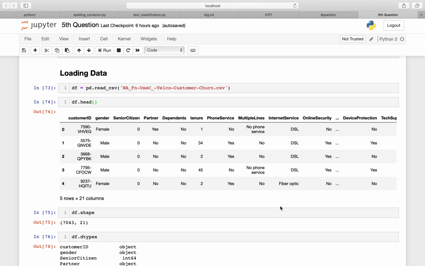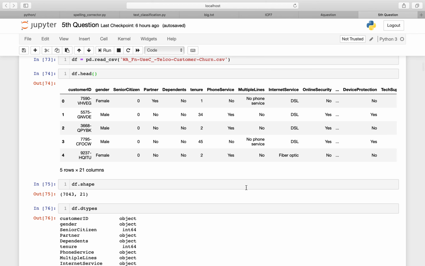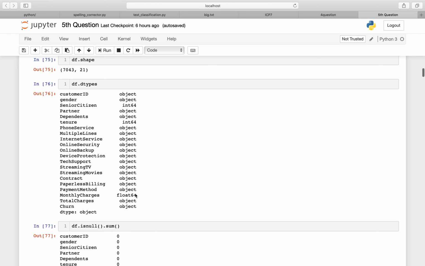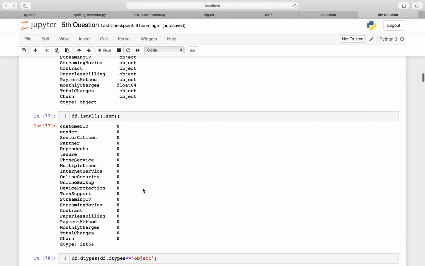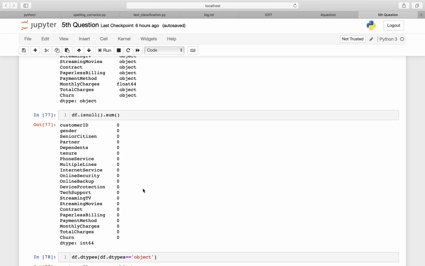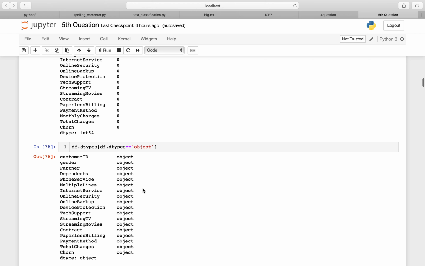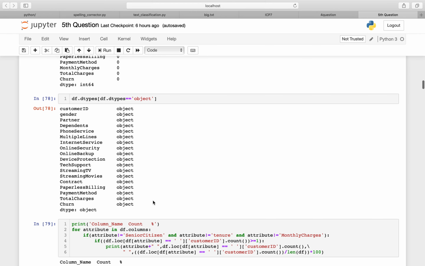So this is where I'm reading it as a pandas data frame, and I've displayed it. These are the 5 records on the top, and the shape is around 7,000 records and 21 columns. These are the types of each of the columns, and I verified whether there is any null. So there is no null, and these are the object related columns over here.